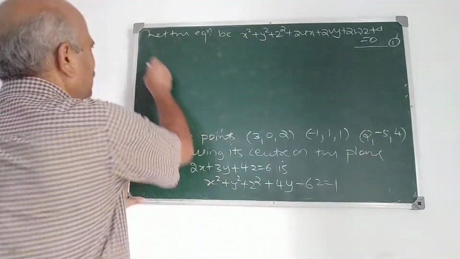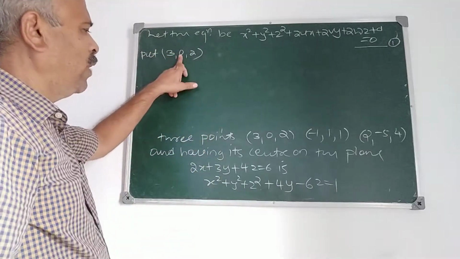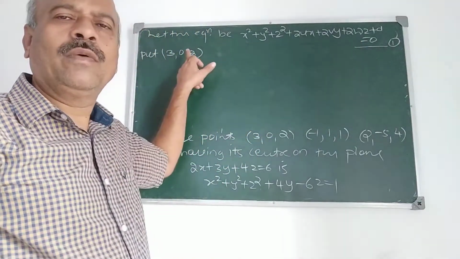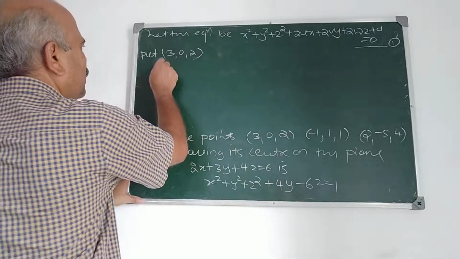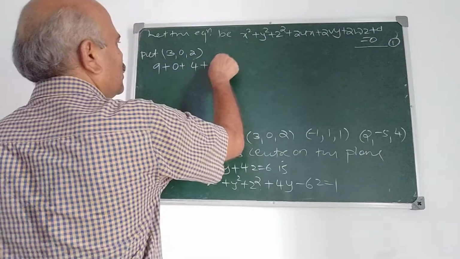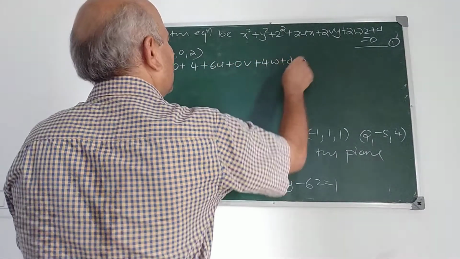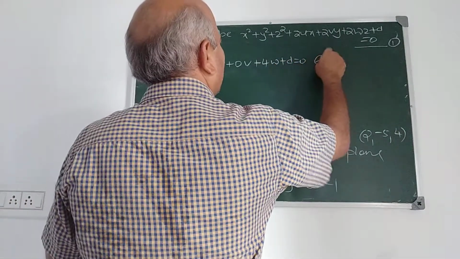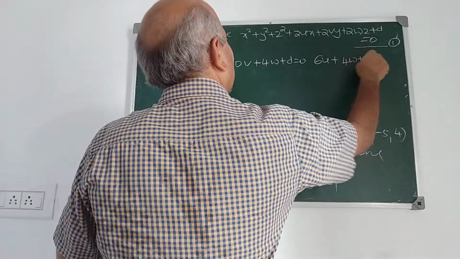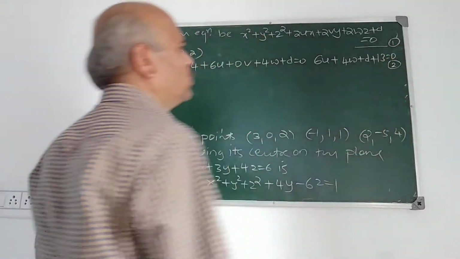First is substitute 3, 0, 2, means x is 3, y 0, z is 2 in this equation. x 3, y 0, z 2. What do you get? 9 plus 0 plus 4 plus 6u plus 0v plus 4w plus d is 0, or 6u plus 4w plus d plus 13 is equal to 0. Let us take this as 2.